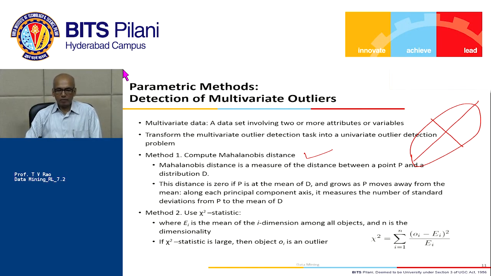And we may otherwise use a chi-square statistic, where we determine if a point is significantly different from the mean, and then it is going to be an outlier. So that is, we are finding out with respect to the mean along each dimension.